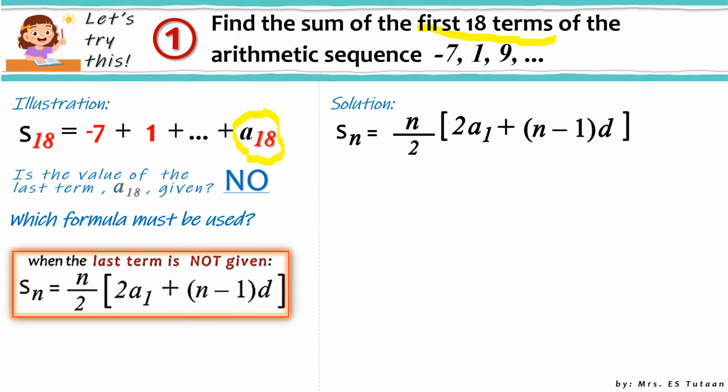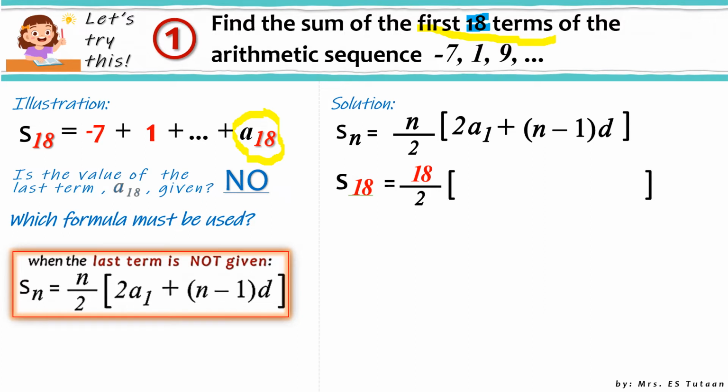So, para hindi malito, isulat muna ang formula. So, kahit mahaba yan, mas maganda na isusulat natin yung formula para hindi tayo malito. So, S sub n, ano ang value ni n? So, gaya nga na sinabi natin, first n terms. So, first 18 terms. So, ang value ni n is 18 is equal to n divided by 2. N natin ay 18 pa rin times twice the first term.